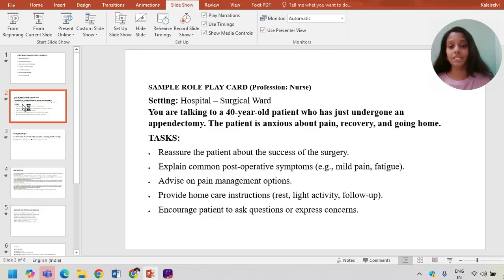Here is a sample role play card. The setting is hospital, surgical ward, and now we are talking to a 40-year-old patient who has just undergone an appendectomy. The patient is anxious about pain, recovery, and going home. So in the task card, you would see these type of messages where it states reassure the patient about the success of the surgery, explain common post-operative symptoms like mild pain, fatigue, advise on pain management options, provide home care instructions, rest, light activity, follow-up, encourage patient to ask questions or express concerns.